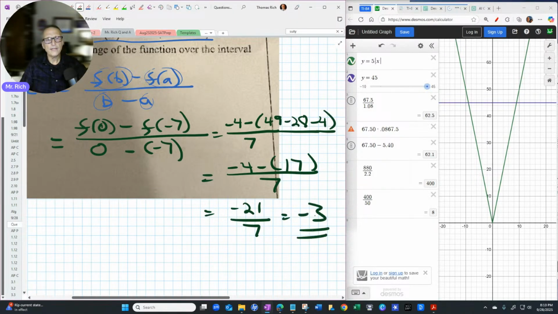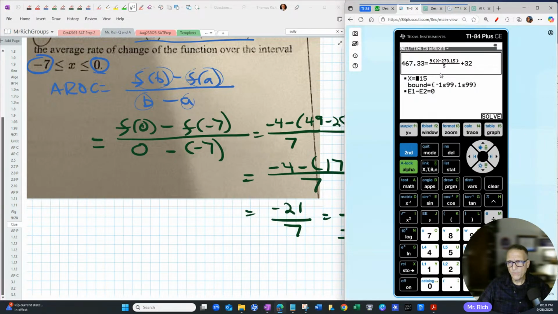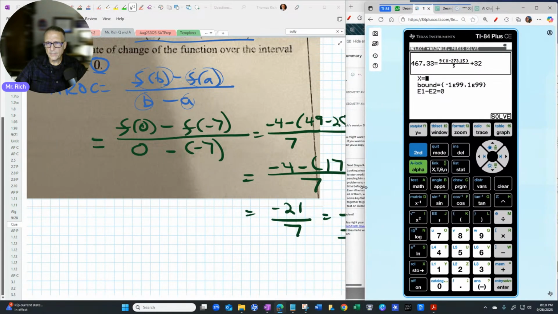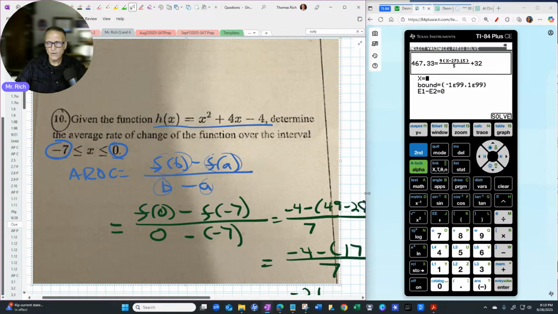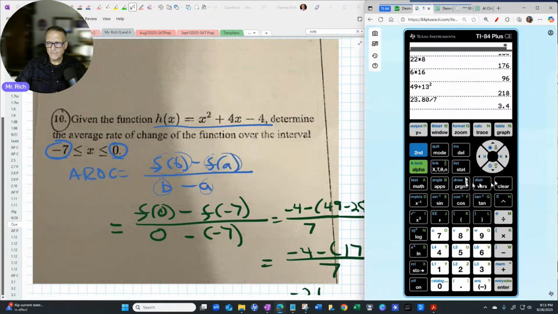That -3 is really the slope of the line that connects the 2 points on that curve. Now, one of the things you may want to know is how this would look on your TI-84. Let me show you what the calculation looks like, because if you're in AP Precalc, you will be using this TI-84 pretty soon to do what we call regression.